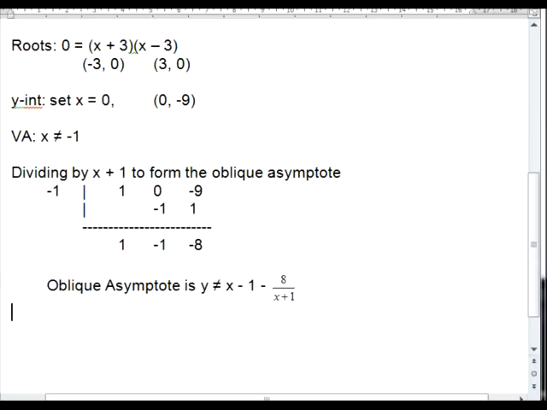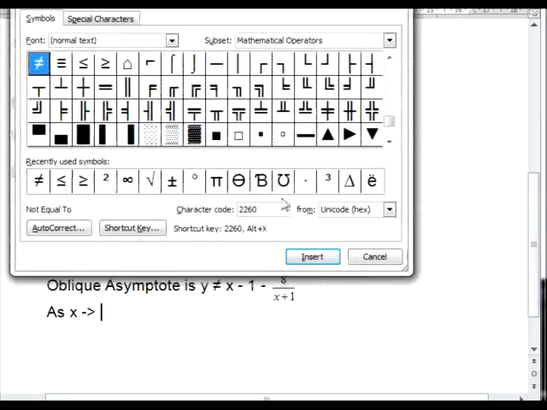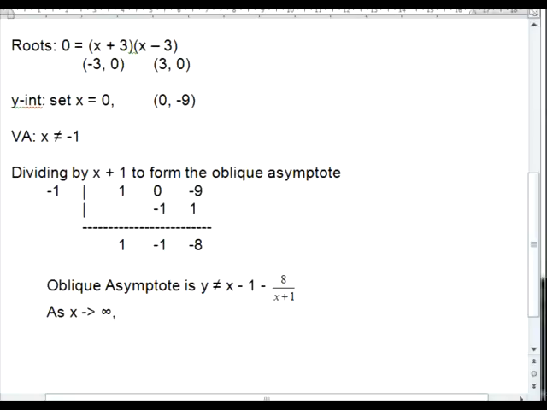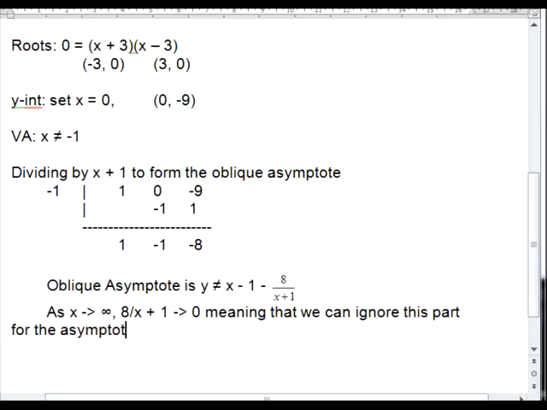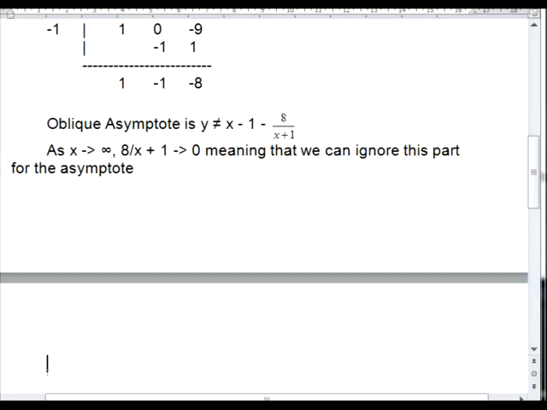Now the thing is, as x goes towards infinity, do I have infinity here? Yes, I do. As x goes towards infinity, 8 over x plus 1 goes to 0, meaning that we can ignore this part for the asymptote. So what we're going to do now is make a sketch with the asymptotes.